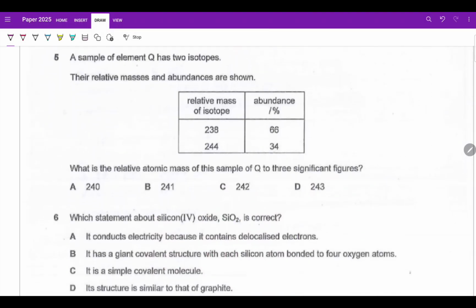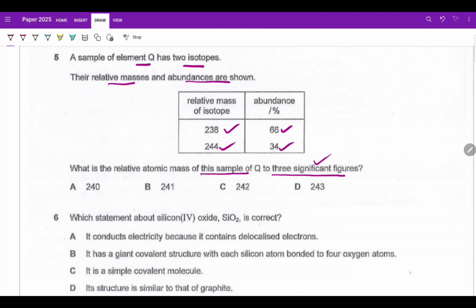5. An element Q has 2 isotopes. The relative masses and the abundance are shown below. The relative mass of an isotope is 238, abundance 66, and 244, abundance 34. What we have to find out? We have to find out the relative atomic mass of the sample of Q to 3 significant figures. Already given 3 SF that we have to find out.